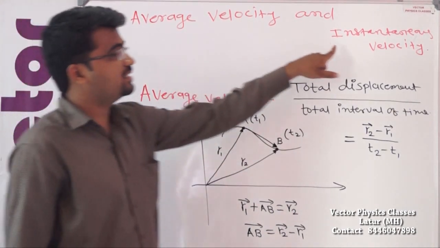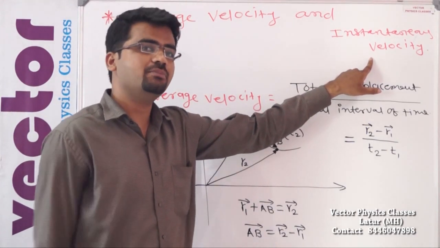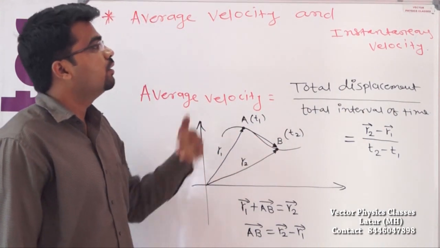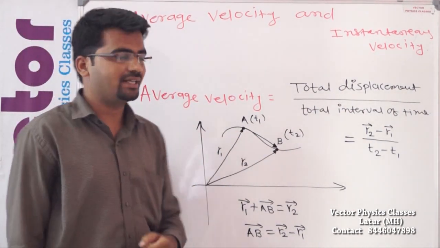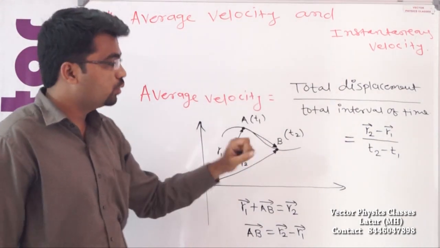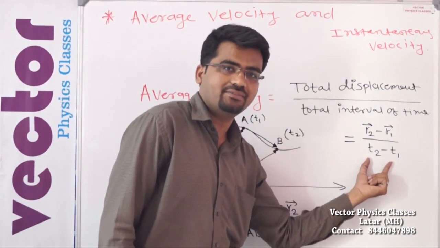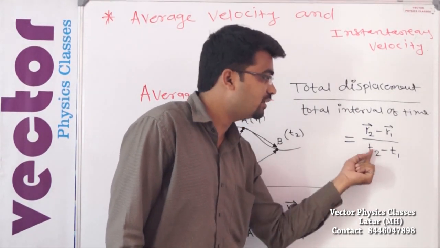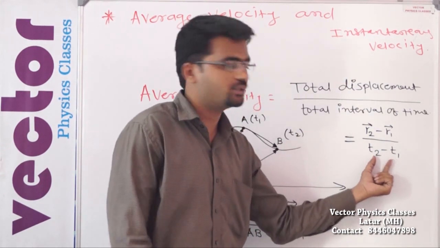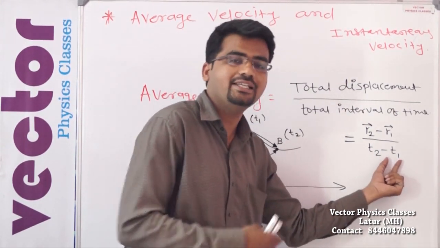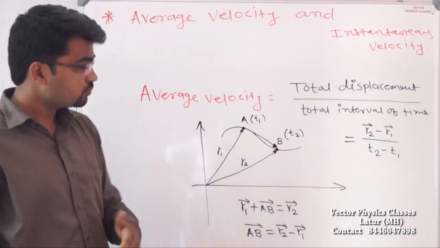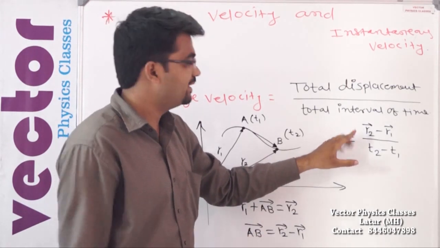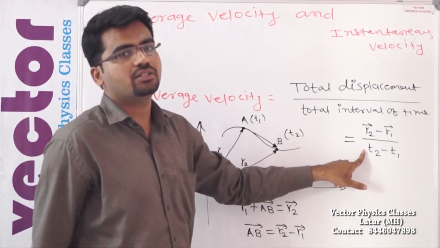Now what is instantaneous velocity? Instantaneous velocity means at a particular instant of time, what is the velocity of the object. If this time interval t2 minus t1 is a finite time interval, and this finite time interval tends towards 0, that means this average velocity is converting into the instantaneous velocity.